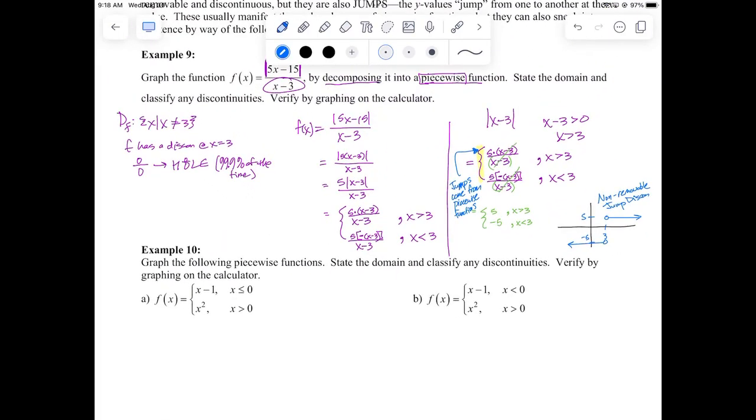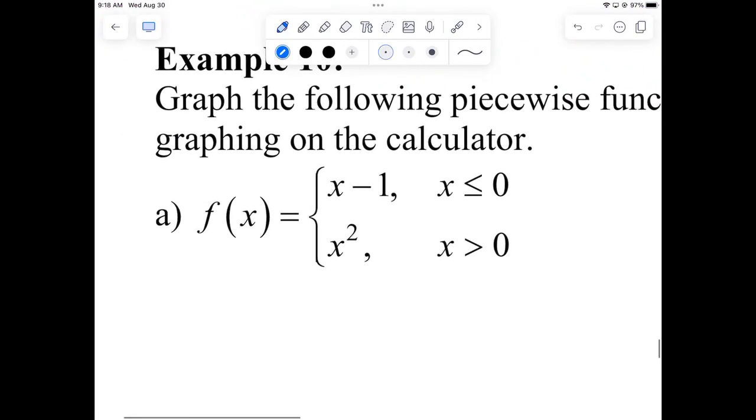It says, graph the following piecewise functions, state the domain, and classify any discontinuities. So here's the expectation. I'm going to give you one of these, and I'm going to ask you where is it continuous, and what type of discontinuities do we have. Now, the first thing you want to do is look to see where it changes. This is going to be some type of graph to the left of 0 and at 0, and that's going to be another type of graph to the right of 0. These 2 intervals right here, they can't overlap. They have to be distinct intervals because of the function. It's part line.